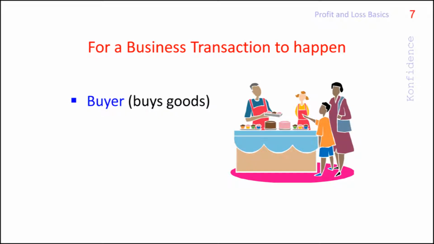What makes a transaction complete? For a business to happen, there should be a buyer, one who buys goods, and a seller, one who is selling the goods that the buyer wants to buy. This is what makes a market.